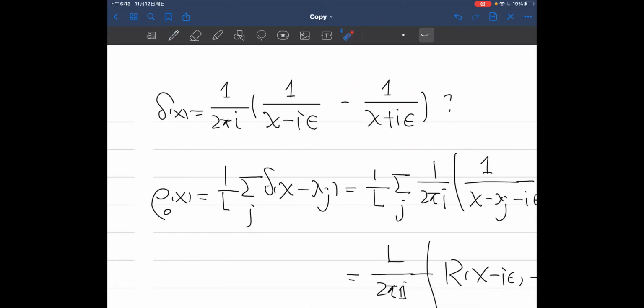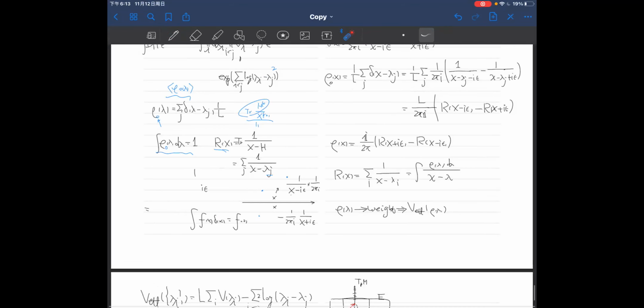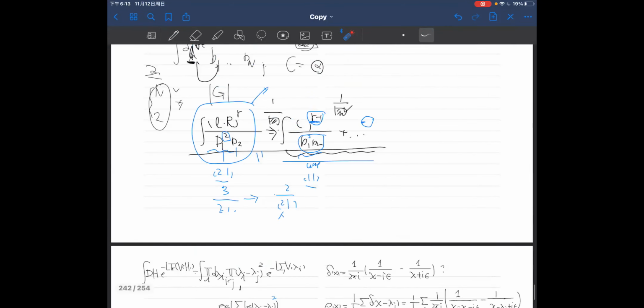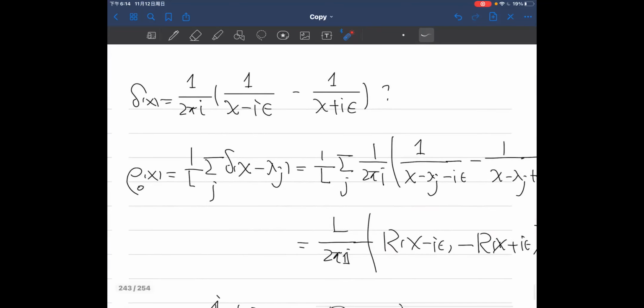There is nothing more I want to discuss. Anyway, we just use this one as a definition of the delta function, so that you can write the normalized distribution with this one.